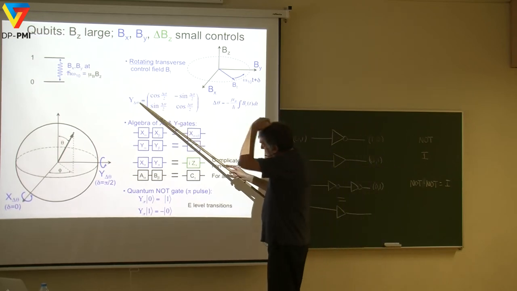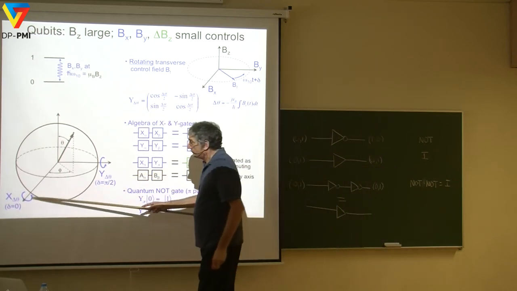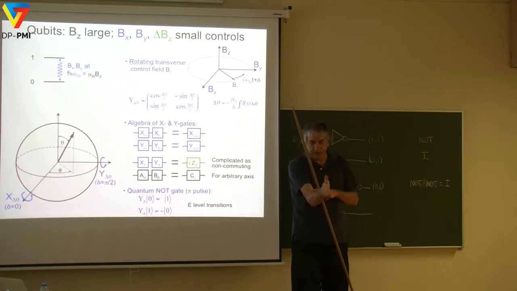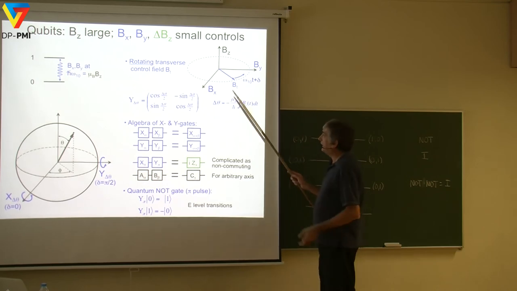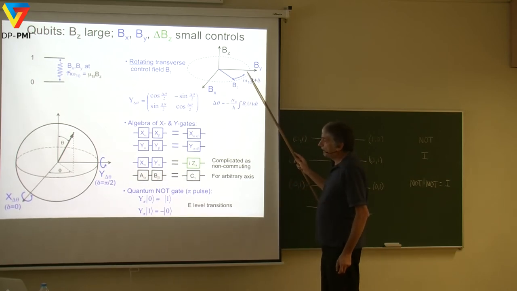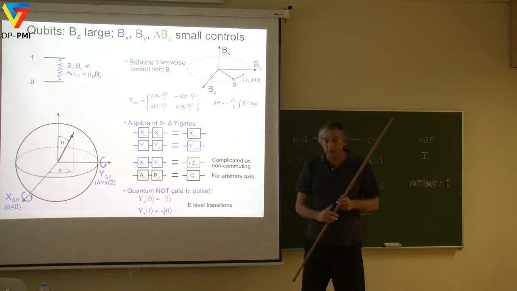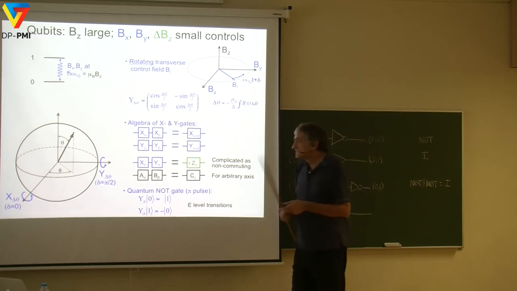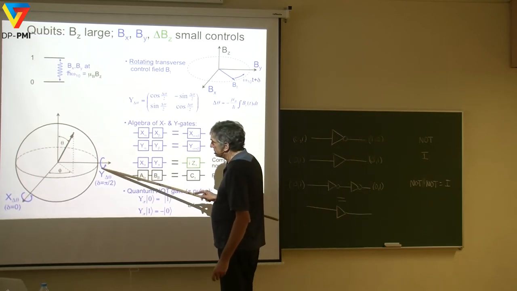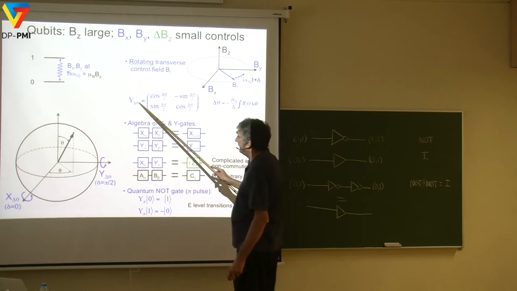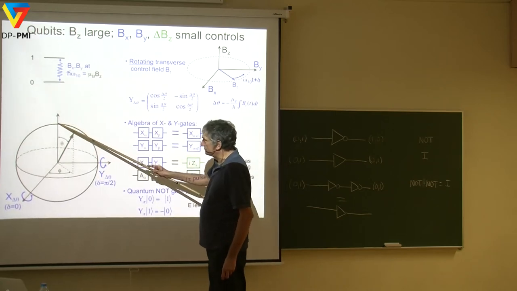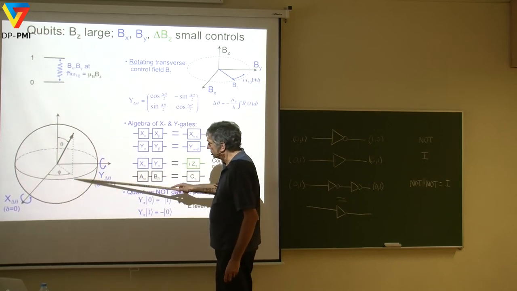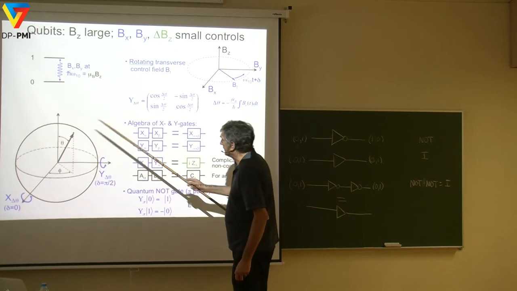What happens is, if you have phase equals zero, then in the rotating frame, the B field is in this direction. If you phase shift that drive by 90 degrees, then instead of it being in this direction in the rotating frame, it's in this direction, and then you're going to rotate around this axis. So let's just talk about the Y gate, which goes from zero to zero plus one, to one, to zero minus one, and back down to zero.